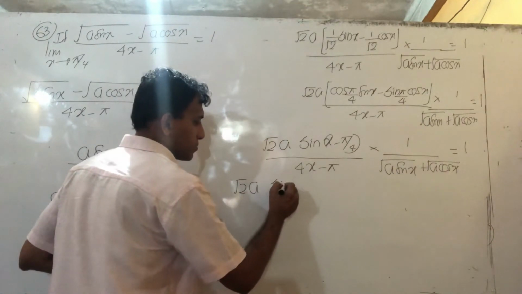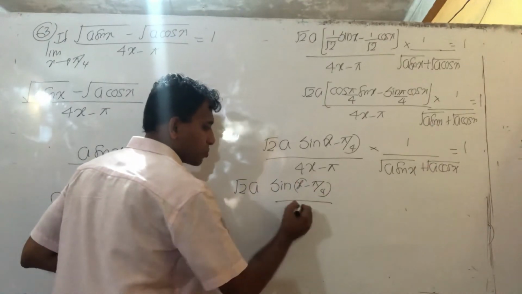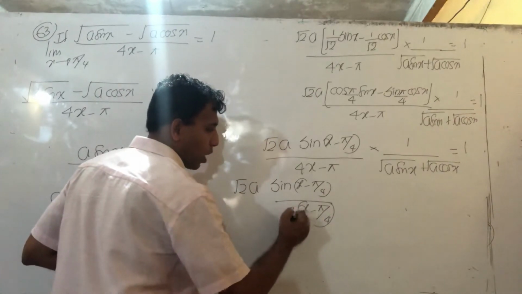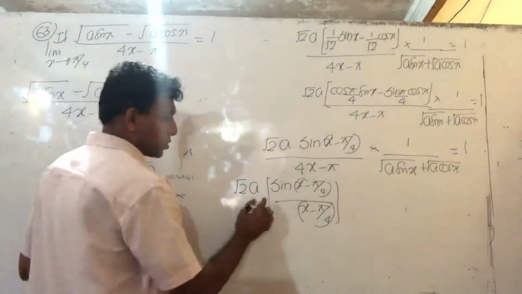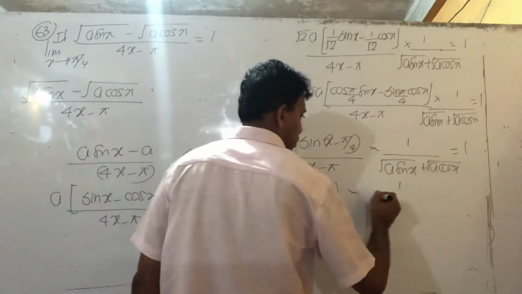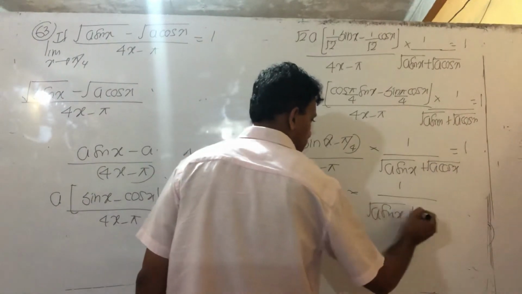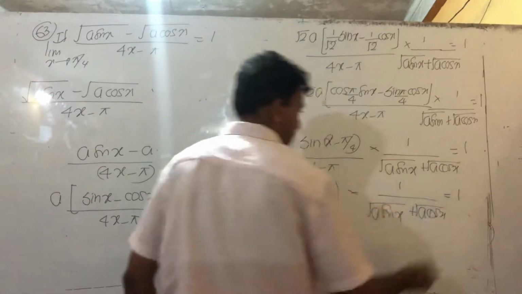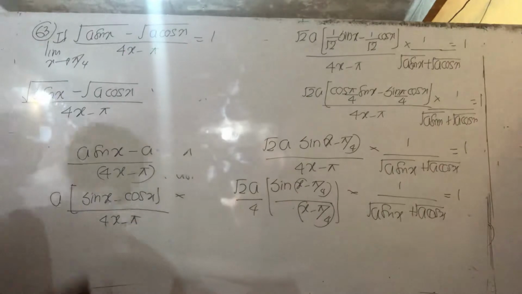So sin of x minus pi by 4, then you need x minus pi by 4 below, right? Sin theta over theta. Then I take the 4 out, take the 4 out here. Check that pattern, I can take the 4 out. Is it okay? Into 1 over a sin x plus a cos x equal to 1, right? And I use the limit theorems to evaluate and find the value of a.